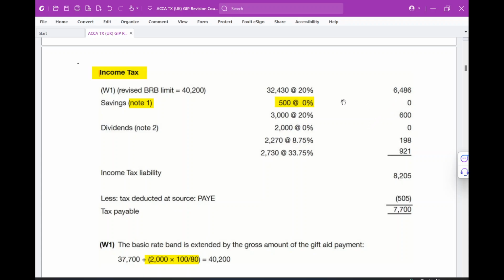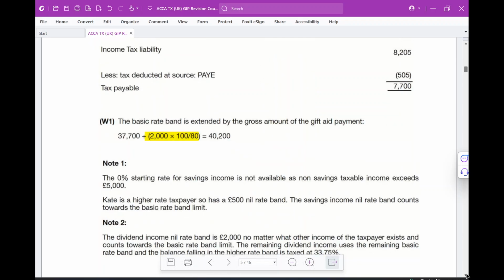Okay? Now, the issue here is, and it's a little bit confusing, that albeit for the fact that the 0% starting rate isn't relevant, it does use up the basic rate band. In our case, the basic rate extended band. Now, this is referenced in the next slide. It says here that she is a higher rate taxpayer, so has a 500 nil rate band. Okay, the savings rate nil rate band counts towards the basic rate band limit.